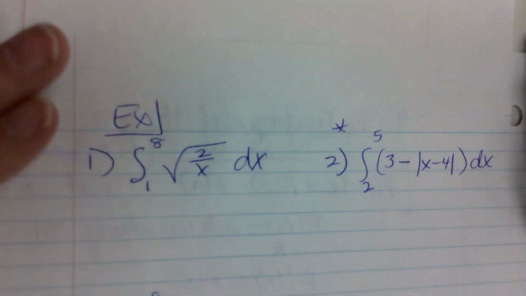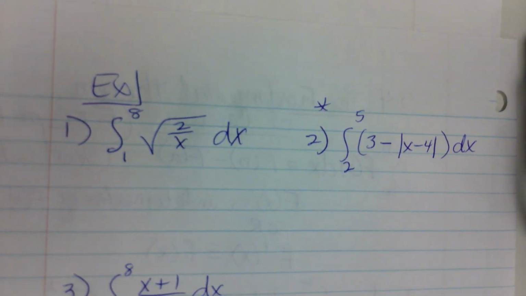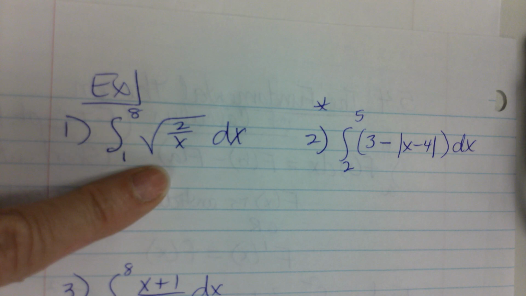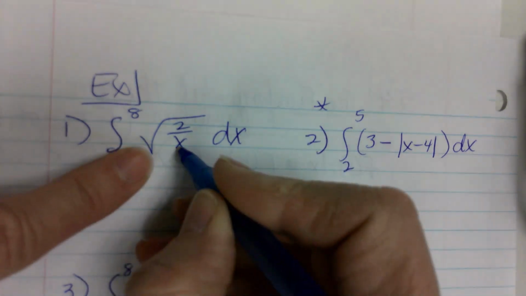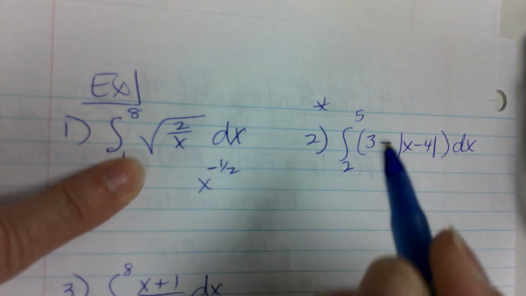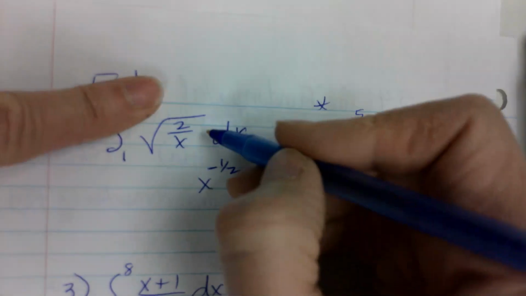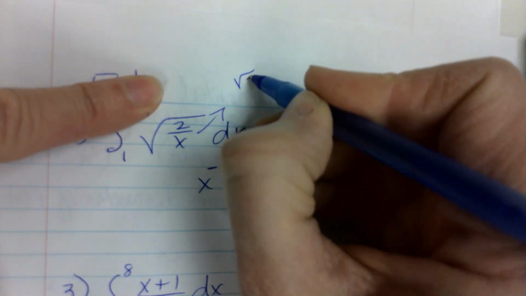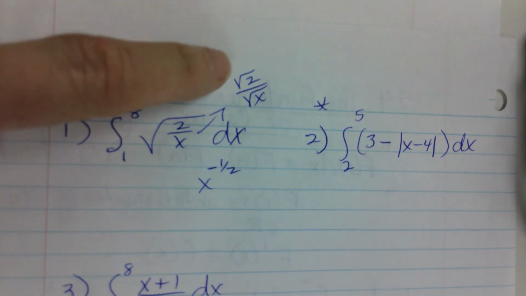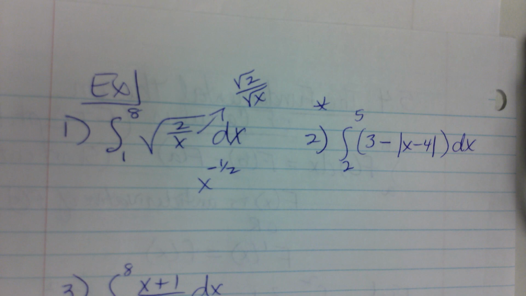All right. Guys, what should we do to rewrite number 1? X to the negative 1/2. I get that the square root of x on the bottom, calling it x to the negative 1/2. Everybody understands this is the same as the square root of 2 over the square root of x, right? What could I officially do with that square root of 2 if I wanted to?